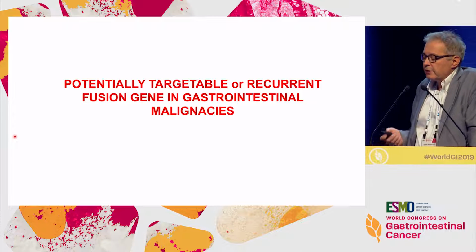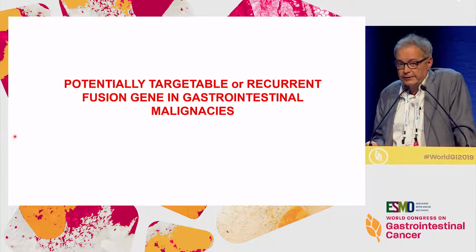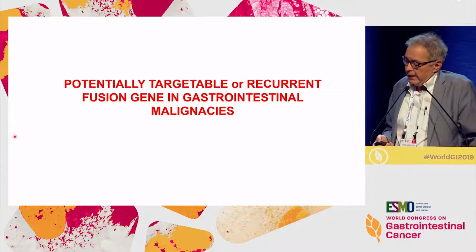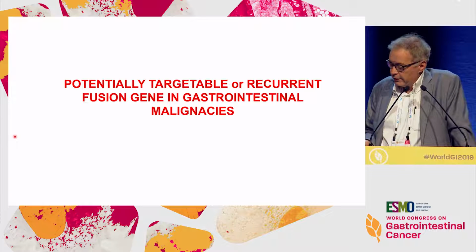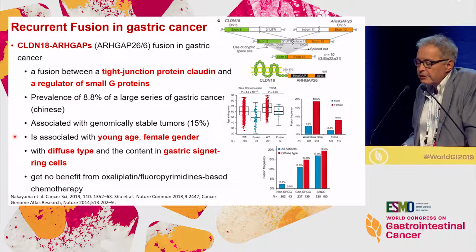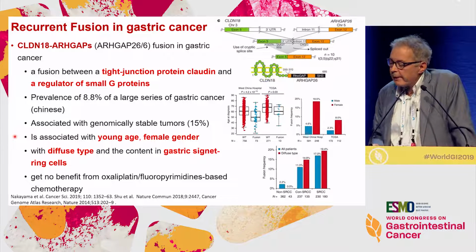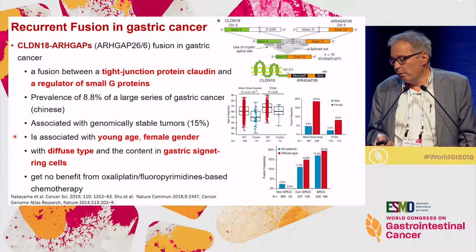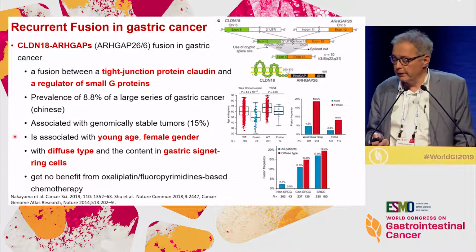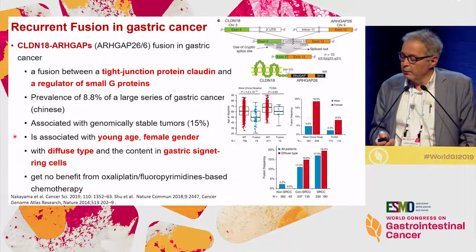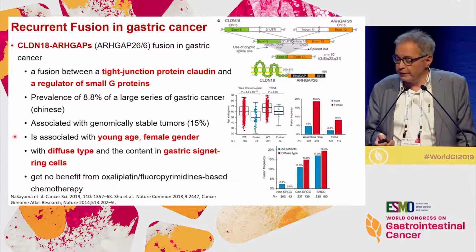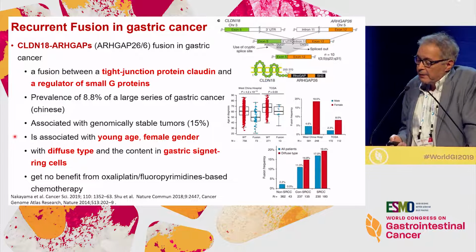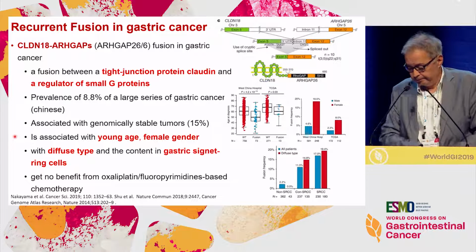So what are the potential targetable recurrent fusion genes in gastrointestinal malignancy? What we have learned from the last few years and what we can use that for to treat patients. So in gastric cancer, there is a recurrent fusion that involves a tight junction protein, the Claudin 18 protein, with a regulator of small G protein, the ARHGAP26 gene.